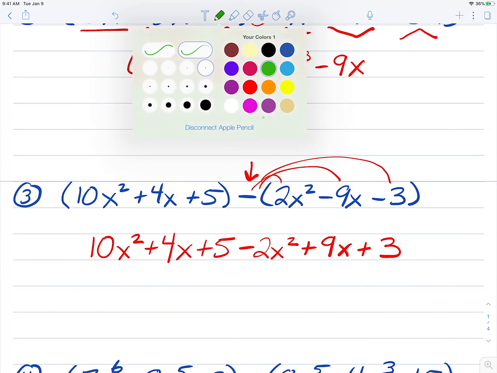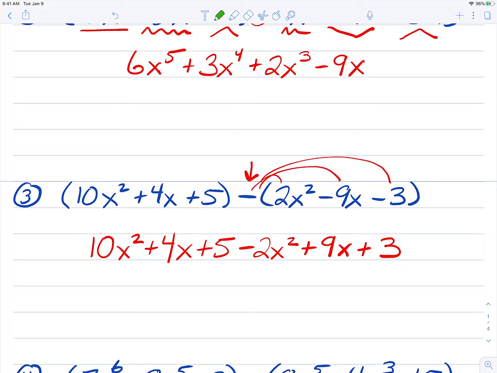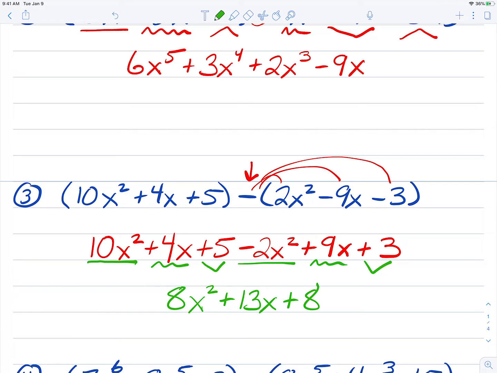Now it looks like our previous problem. We're going to combine like terms. We're going to make sure we put everything in order. So we have 10x squared minus 2x squared is 8x squared. We have a 4x plus a 9x, which is a 13x. And our constants of a positive 5 and a positive 3, and we have plus 8.